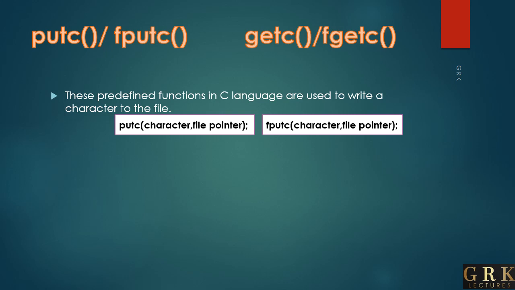putc takes two parameters. The first parameter is a character. There we have to mention which character we are trying to write into the file. We can directly mention the character, or a character variable which contains the actual character we want to write to the file. Now coming to the second parameter, the file pointer: the pointer points to the file into which we want to write the character.